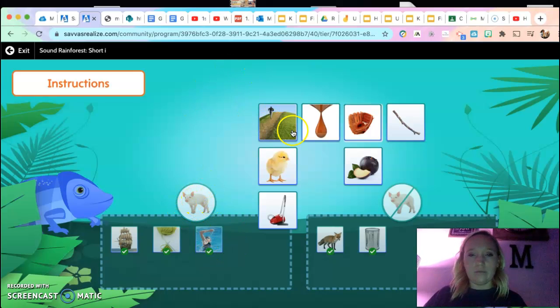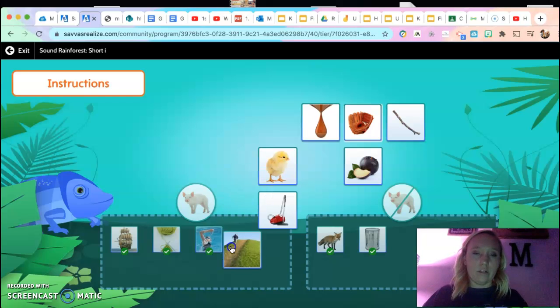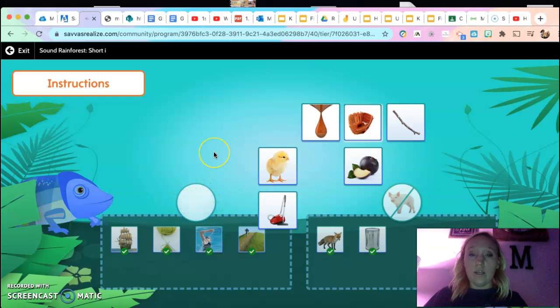Let's do another one. Hill. Point to the column where you think hill will go. If you said the pig, then you are correct. Hill has the I sound in the middle.